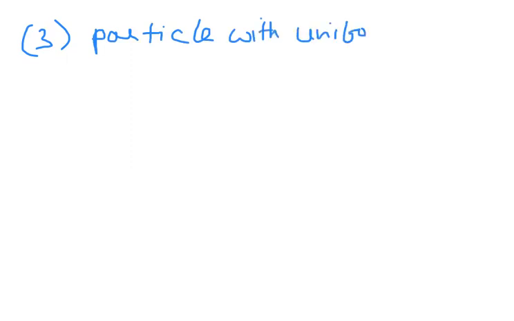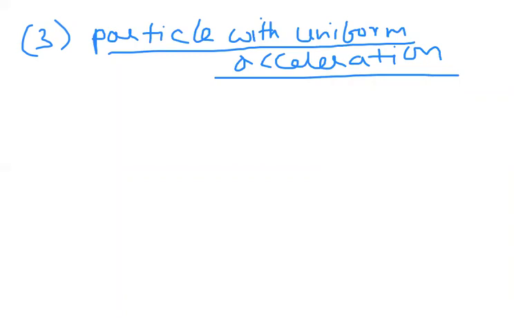Next step, the third one: particle with uniform acceleration. The first one we observed was the rest condition. Next, uniform velocity. Now, particle with uniform acceleration. So the particle is moving with uniform acceleration. What can we say here? Uniform acceleration means the a value is constant.